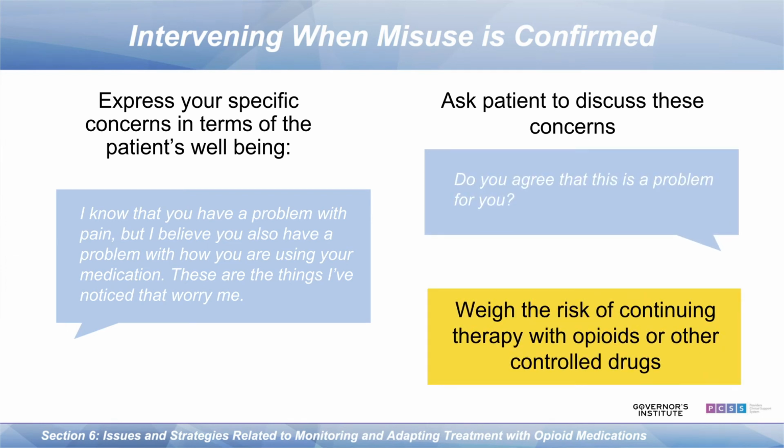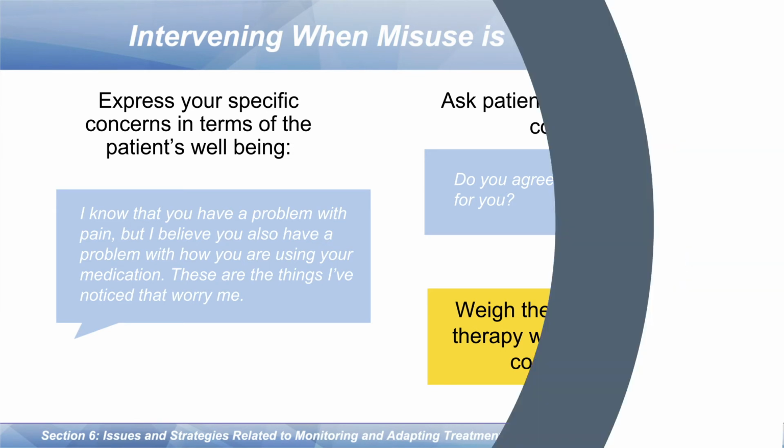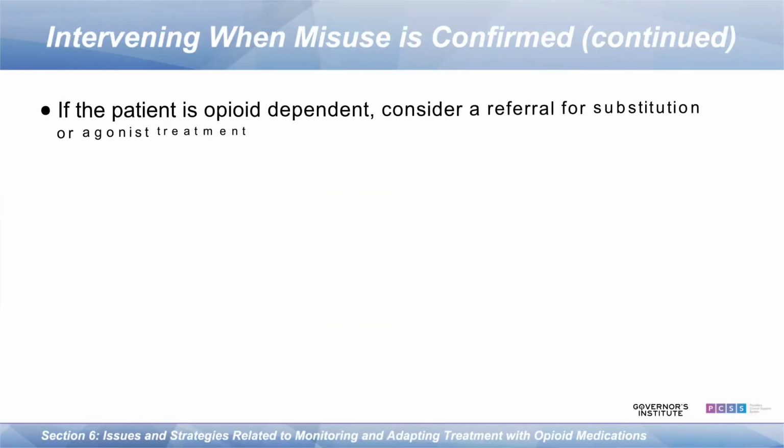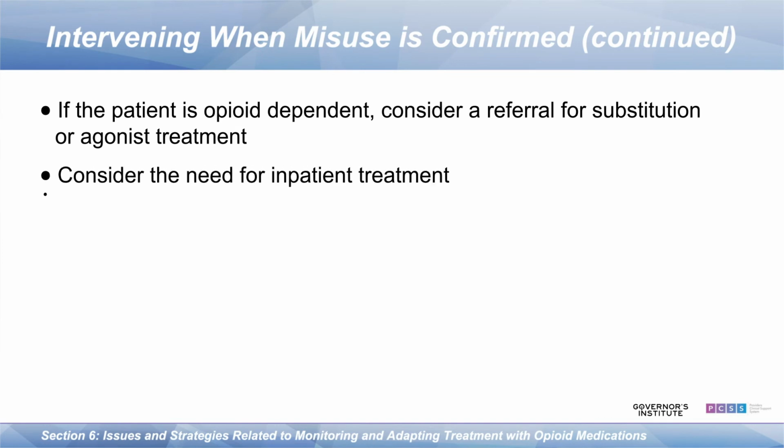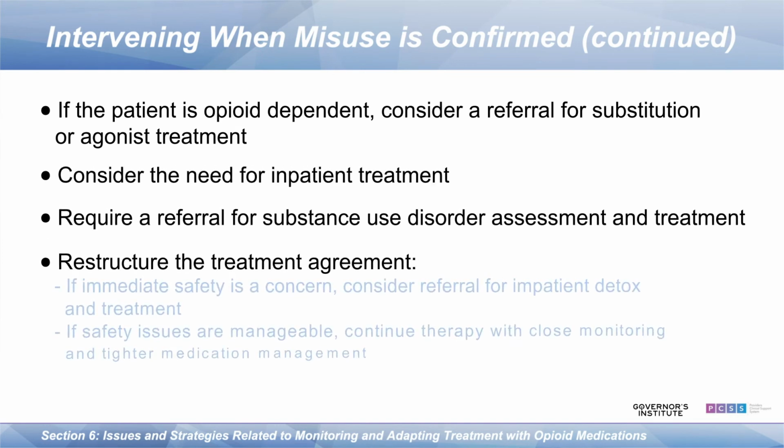This is the beginning of engaging them in a motivational process of changing their at-risk behaviors. In some cases where immediate safety is a concern, such as a combination of opioids and benzodiazepines or alcohol abuse, referral for inpatient detox and treatment may be appropriate or necessary. In certain cases where continued pain management is necessary and safety issues are considered manageable, it may be appropriate to continue therapy in a more closely monitored manner with much tighter medication management.